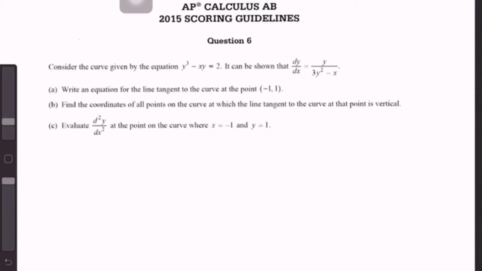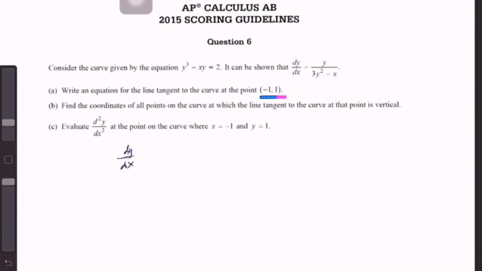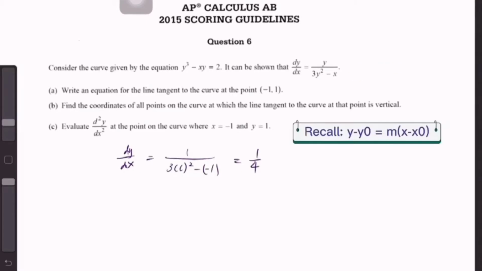Part A is a pretty straightforward problem. Like any problem where you need to find an equation for a line, you need to know a point and the slope. In order to find the slope, you just need to plug in the point, negative 1, 1, into the derivative of the equation, which is dy/dx. So dy/dx at the point negative 1, 1 equals 1/4. Since now we know the slope and the point, by using your knowledge of the point-slope formula, you get the equation.